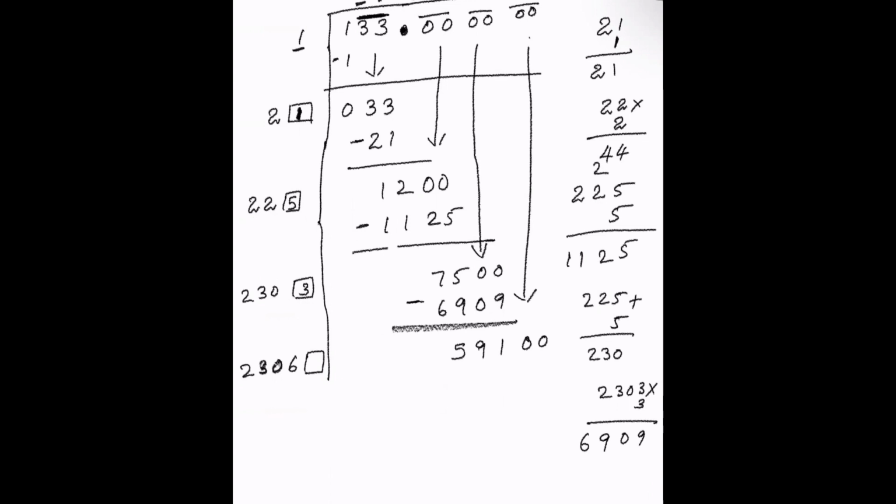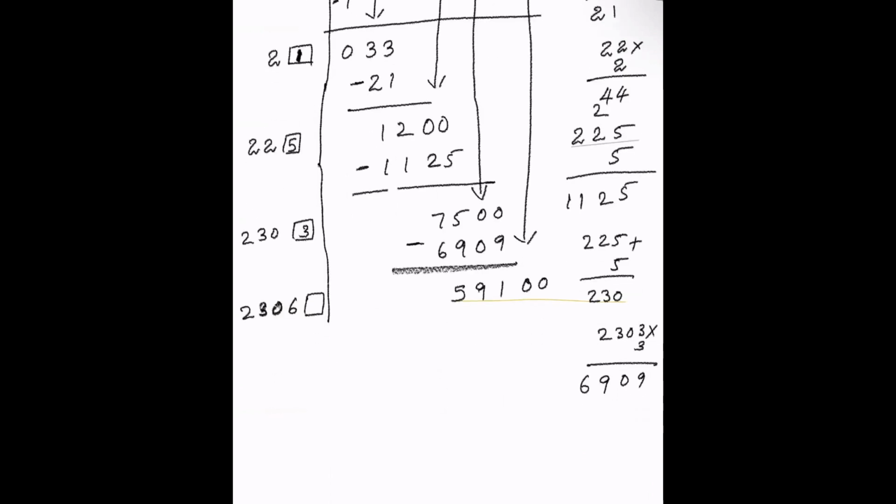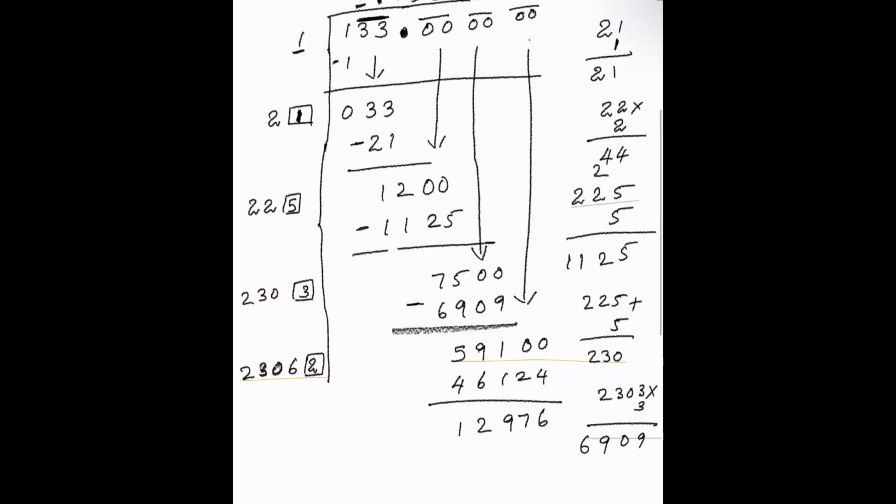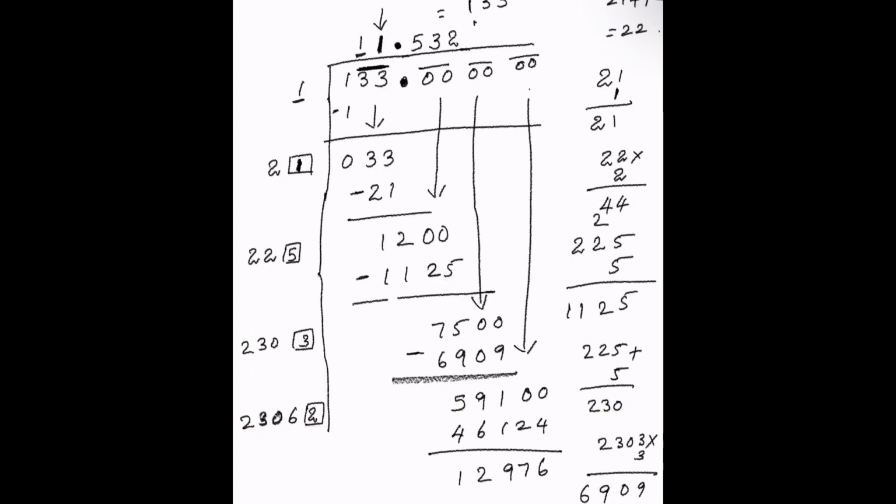Check whether it might be 2. I multiply this with 2, I am getting 46,124. Subtract, I am getting 6,7,9,2,1. Here I'll put that 2. So 11.532 is the square root of 133.